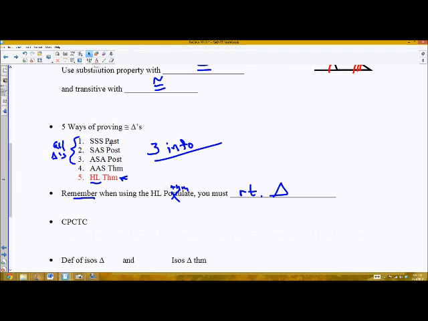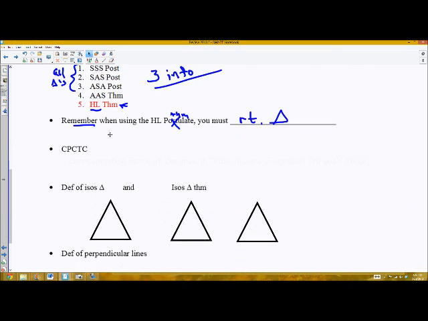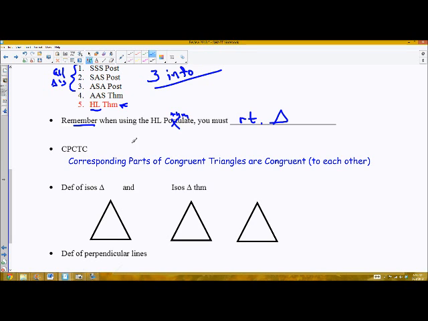One other note is that these are named by their corresponding parts. If you're unsure or have questions about how you would identify which of these theorems or postulates to use, we can go over that tomorrow, so please make a note of it. Once you've proven triangles are congruent, however, you can use the corresponding parts of congruent triangles are congruent to each other. And note that these parts could be angles or sides. So it's a way of proving angles or sides are congruent to each other.